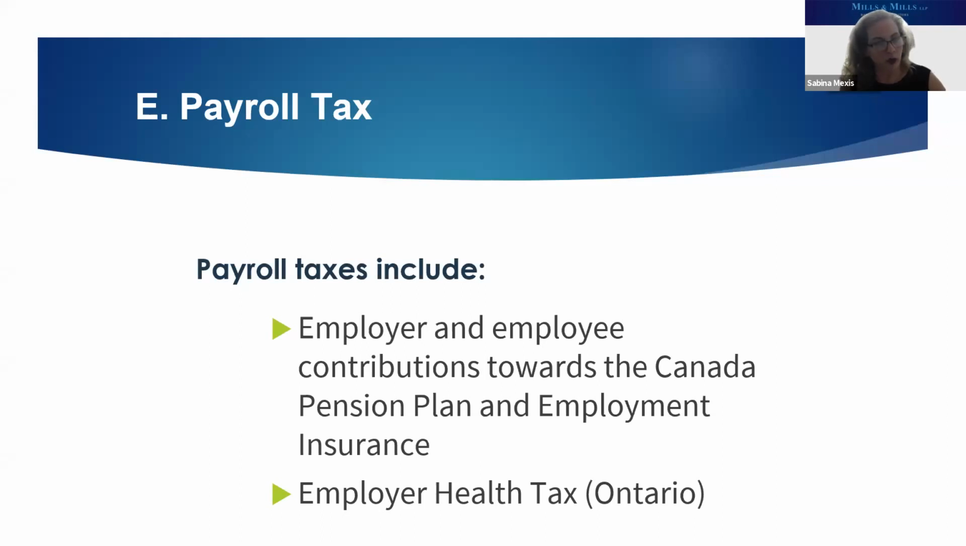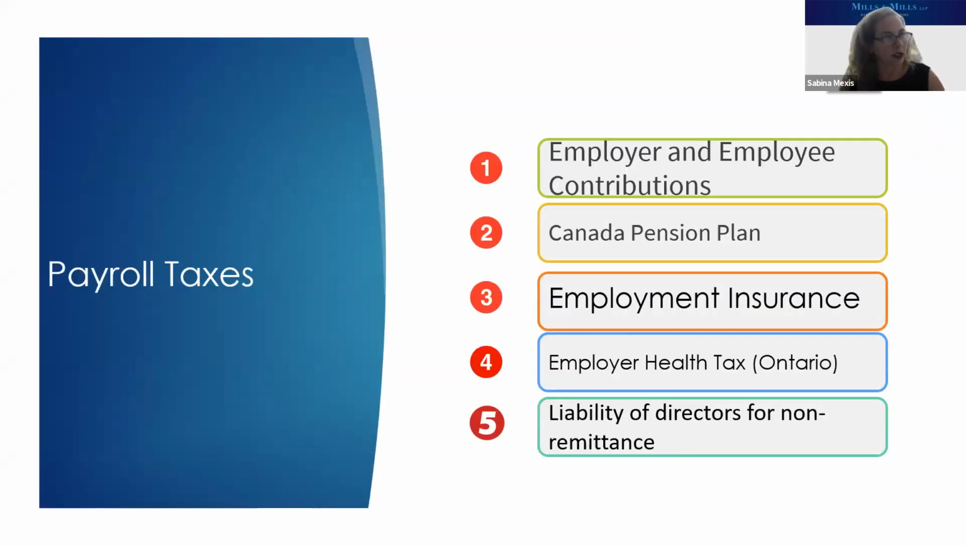So payroll tax, I've already talked about this a few times, is employer and employee contributions towards Canada Pension Plan and employment insurance. And then in Ontario, we have something called employer health tax. In Canada, an employer is required to remit both the employer and the employee contributions. They're responsible for both of Canada Pension Plan and employment insurance. So Canada Pension Plan, as you probably guessed, is our national retirement fund, and everyone is required to contribute to that. And then employment insurance is a fund to help pay workers who may find themselves temporarily unemployed. So if you are an employer, you are required to pay into that as well.